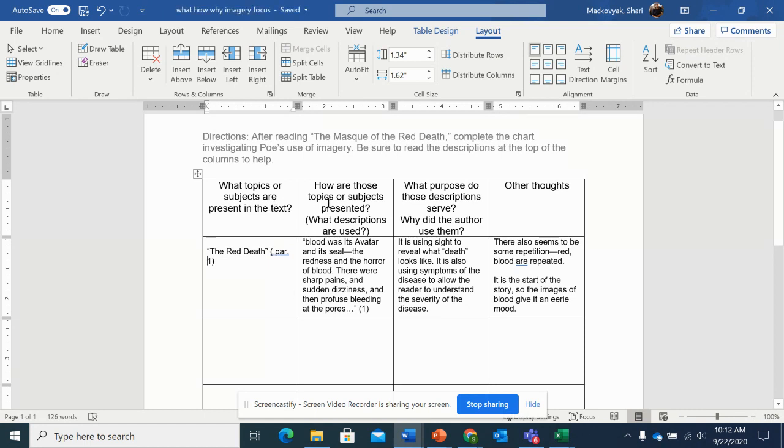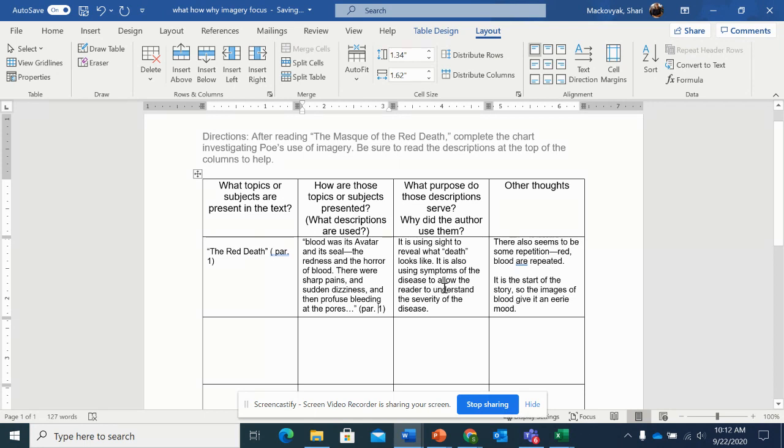Okay. Then how are those topics or subjects presented? So we know he's using imagery. So what descriptions are used? So I gave a description here. You could certainly add more if you wanted. It's still from paragraph 1. And then you want to talk about what purpose that has. So why does the author use this description for that subject?